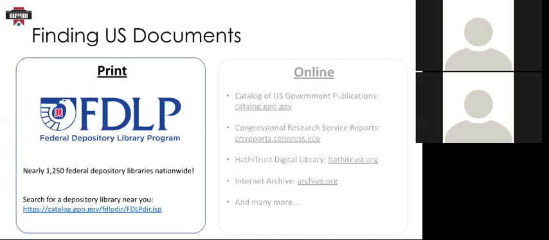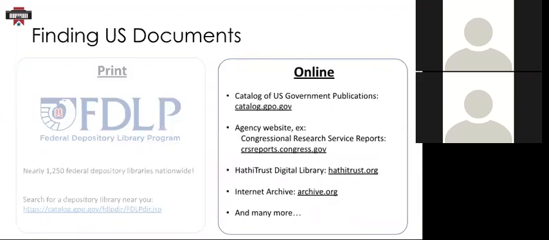So that means we are mandated to collect and provide access to government information and publications. In addition to TSLAC, there are nearly 1,250 federal depository libraries nationwide, including about 50 in Texas. You can use the GPO website shown here to find a depository library near you.